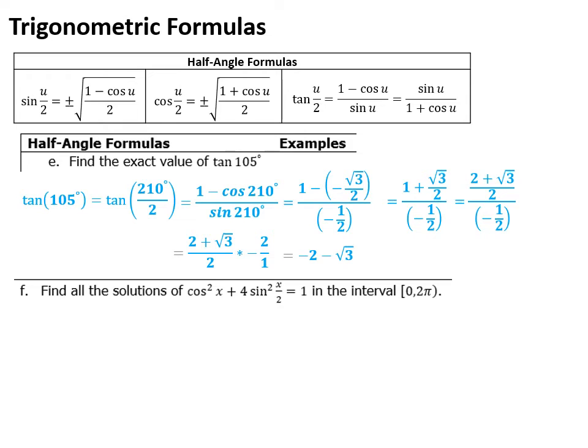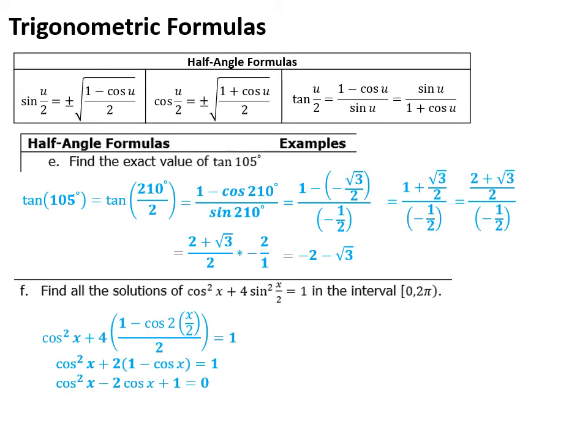Find all the solutions of cosine squared x plus 4 sine squared of x over 2 equals 1. So we're working with the half angle formulas there. And so I can start with the sine squared of x over 2. This is like working with the power reducing, so sine squared is going to be 1 minus cosine of 2 times x over 2, over 2. And that simplifies to cosine squared of x plus 2 times 1 minus cosine of x.